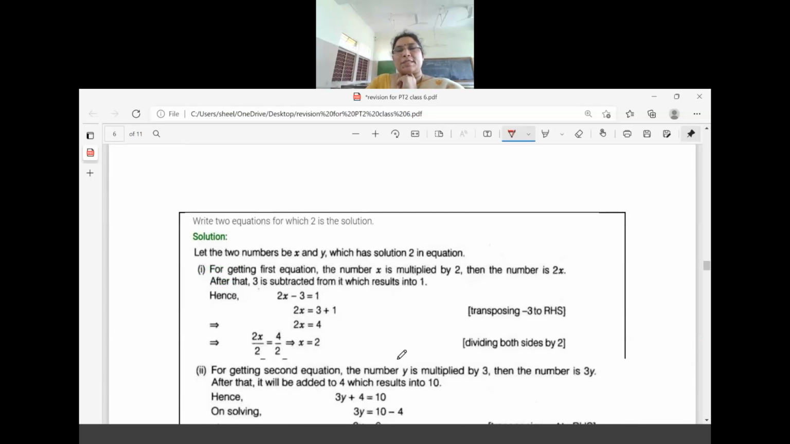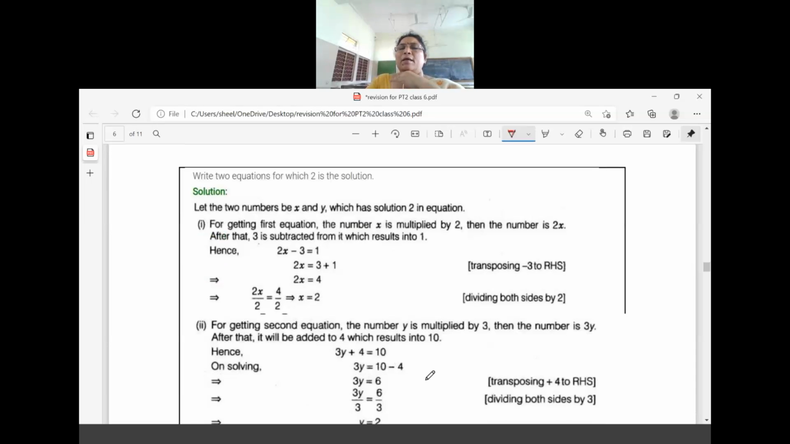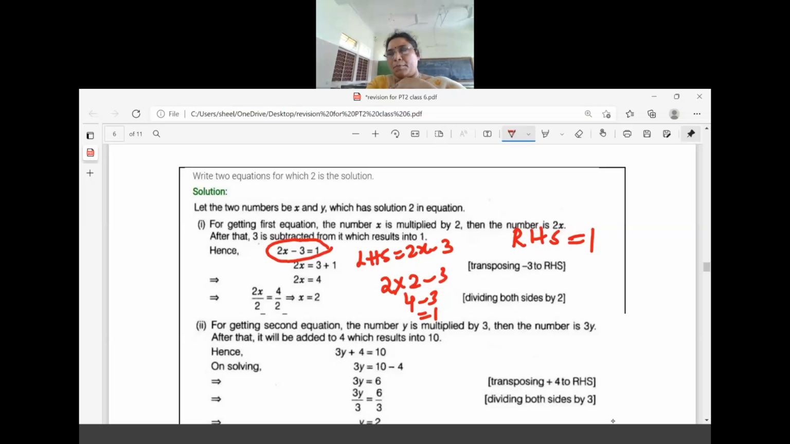Write two equations for which 2 is a solution. Any equations you can write where 2 is a solution. So I'm giving here 2x minus 3 equal to 1. When we have a solution, LHS we have taken 2x minus 3, RHS we should get as 1 only. So 2 into 2 minus 3, so 4 minus 3. What is the answer? We are getting 1. So both sides you are getting 1 only. So this equation is correct. In this way we have to form.